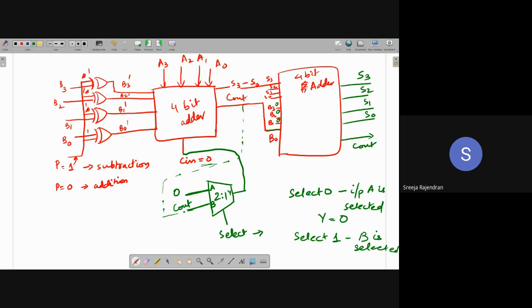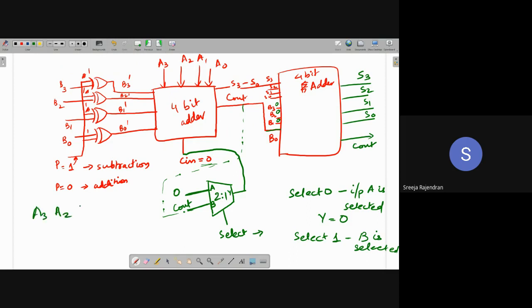Once that is done and I get some value at my C out, after a specific time I change the value of my select input to 1. When I make it 1, the other input, which is B, will be selected. So B is a feedback from your C out. C out is connected to the second input of the multiplexer. So whatever is the value of your C out becomes the C in, and where is C in added? To the least significant bit.